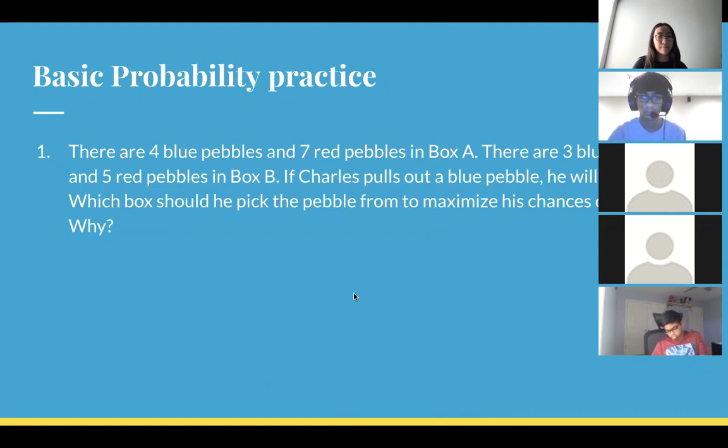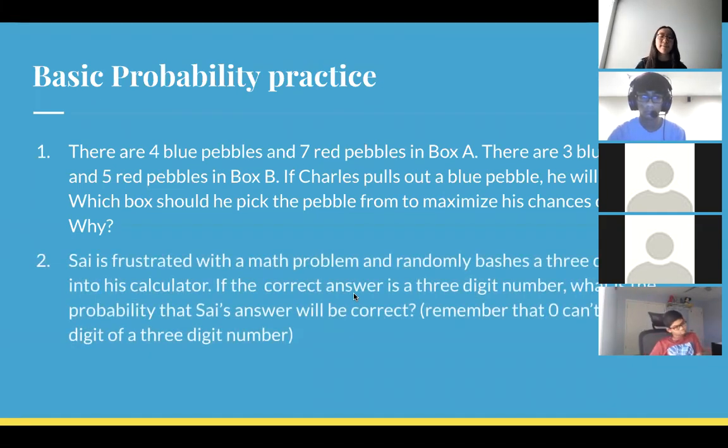You guys are correct. Right now, Sai is frustrated with the math problem, and he randomly types a 3-digit number into his calculator. If the correct answer is a 3-digit number, what is the probability that Sai's answer will be correct? So with this, you can actually use our off by 1 error, counting the number of terms in the sequence to help you with this, to figure out the total possible outcomes. But oops, let's see what you get.